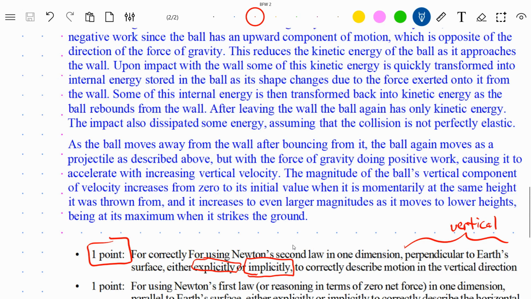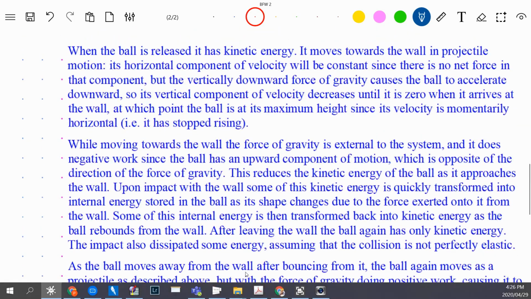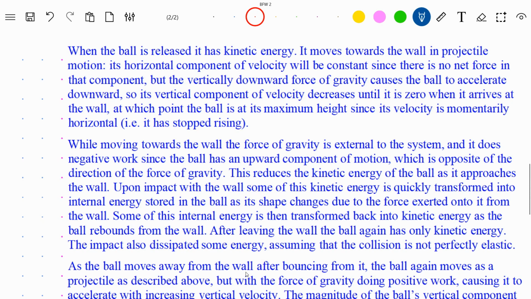Because I could have done so implicitly. Implicitly just means, okay, I didn't name it, but I'm very much applying the concept here to correctly describe the motion of the vertical direction. So this point is all about the vertical motion, including at least implicitly the concept of Newton's second law. So did I do that? And the answer is, you bet I did.